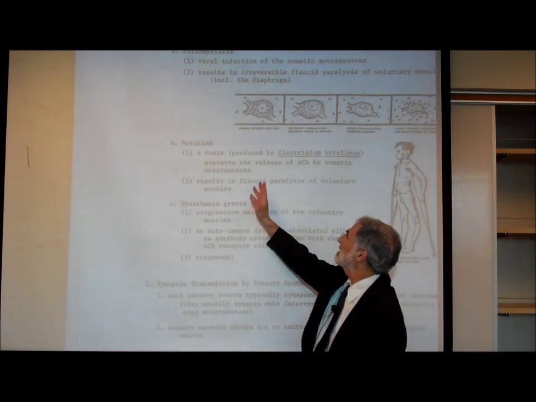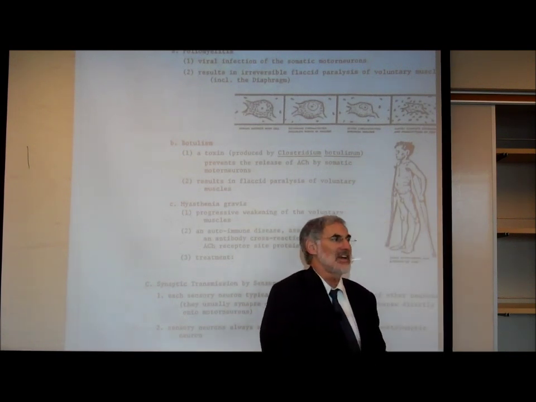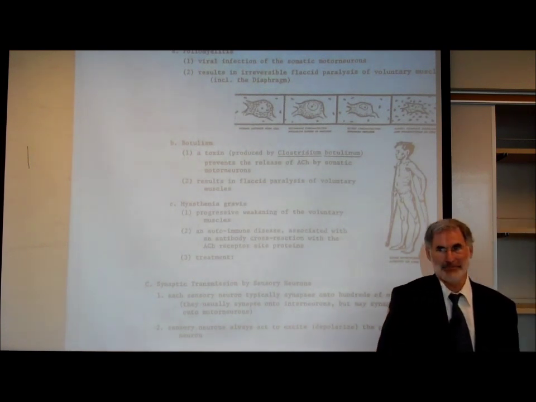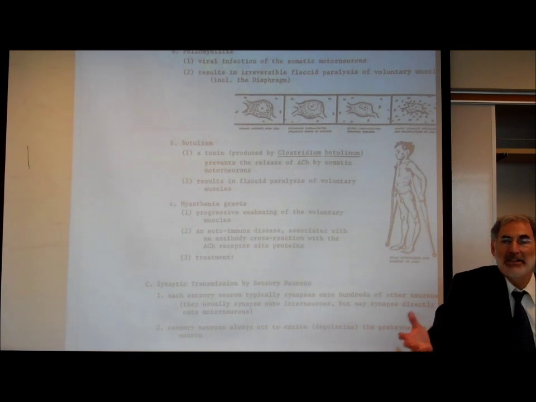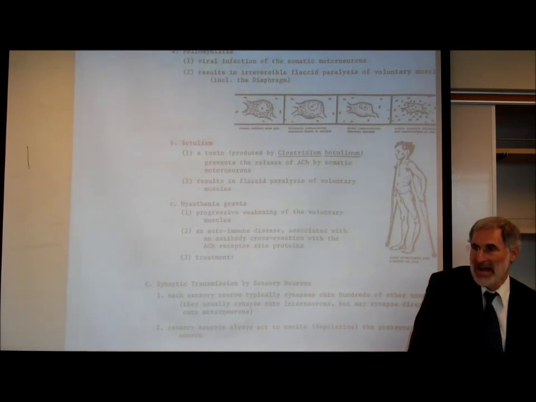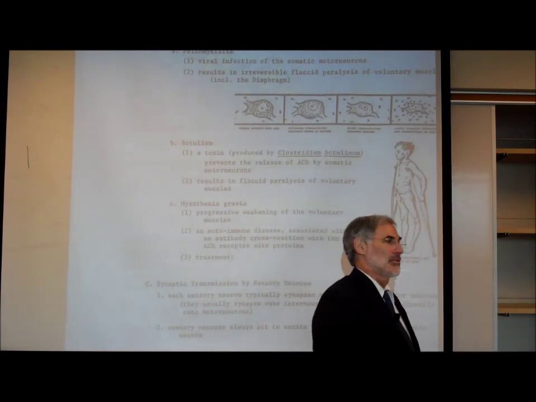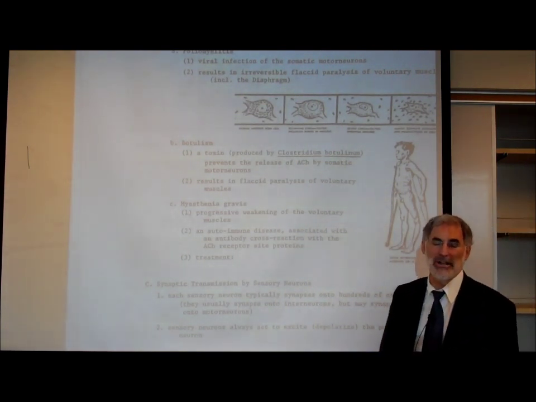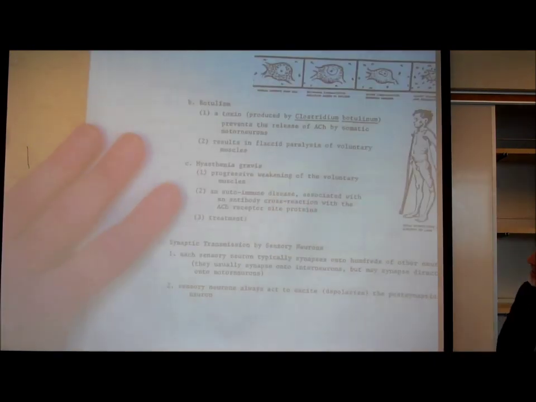Since the somatic motor neurons are unable to release the acetylcholine, you cannot activate your skeletal muscles. So if you develop botulism poisoning, you're going to get paralysis, flaccid paralysis of the muscles. What would kill you? The diaphragm, you can't breathe. So you've got to be placed on a ventilator. Now there is an antidote, an antitoxin.